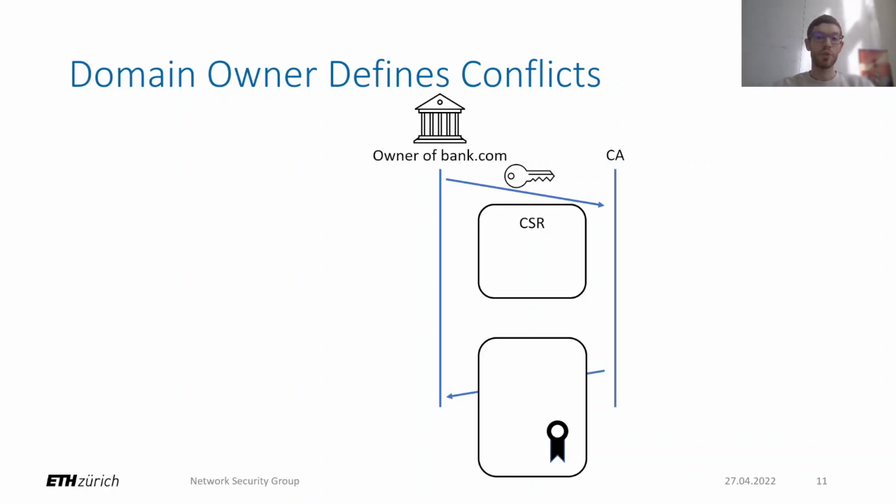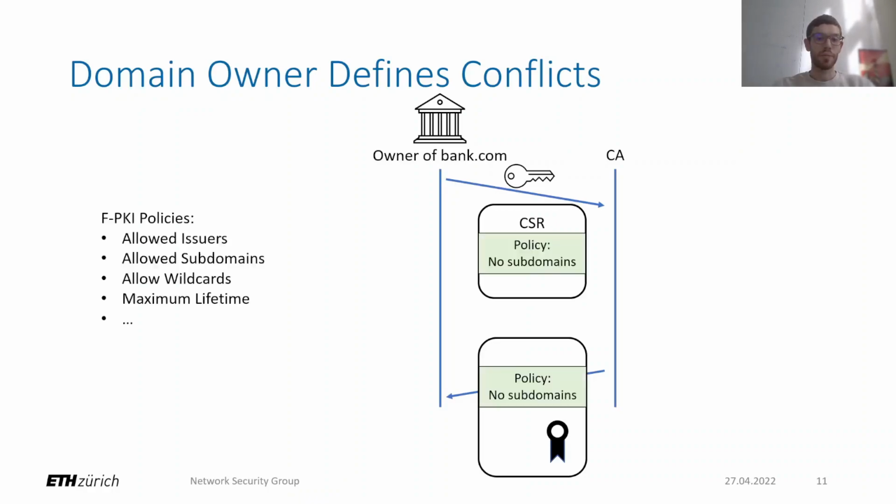In this example, the owner of bank.com wants to ensure that a certificate issued for any of its subdomains will not be valid. The domain owner adds the desired policies to his certificate signing request, and they are then added to the certificate using X509 extensions. Among other things, policies can restrict which CA is allowed to issue certificates for this domain, which subdomains are allowed, if wildcard subdomains are allowed or not, and it can restrict the maximum lifetime of a certificate.